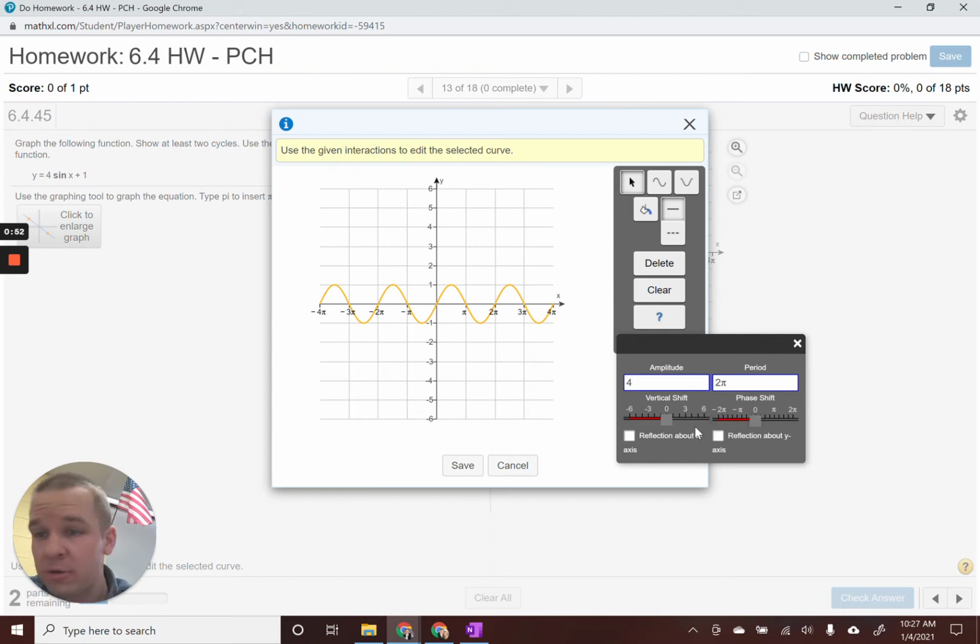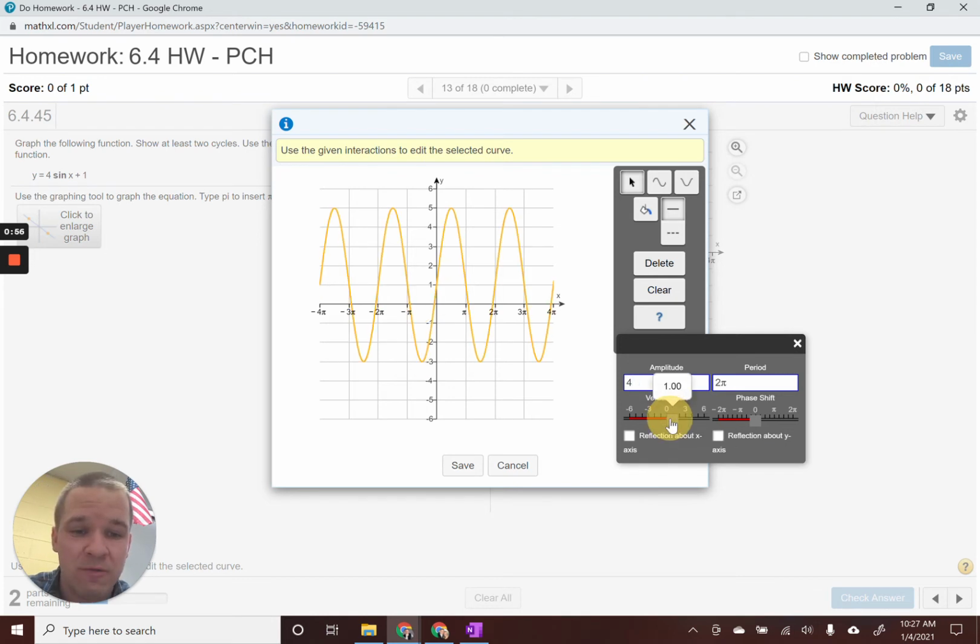Do I have a vertical shift? Well, I have that plus 1 outside the function, so I'm going to have to do a vertical shift of 1. And then do I have a phase shift? Did I move left or right at all? I don't have anything inside the sine function once again, so there is no phase shift. Do I have a reflection about the x or the y axis? No, I don't see any negatives anywhere. So this looks like it's good to go.